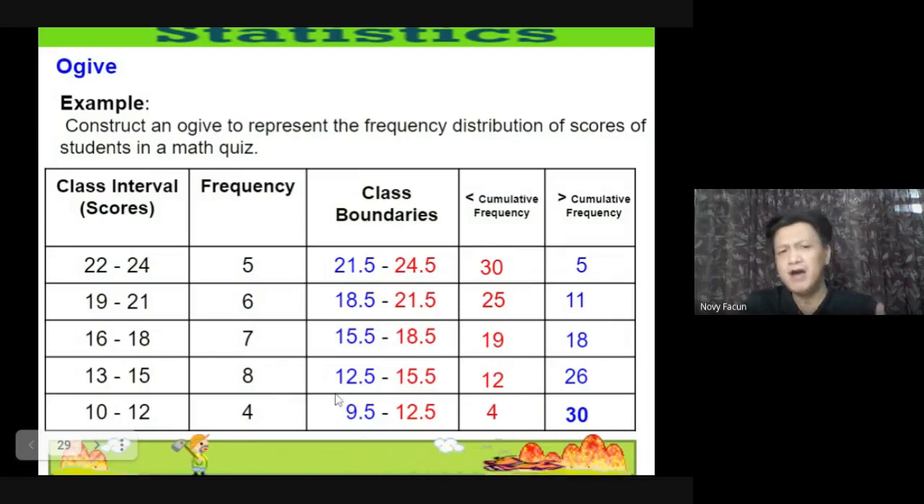Okay, so paano tayo gagawa ng ogive? Ang kailangan lang natin dyan yung upper boundary tsaka yung kanyang cumulative frequency.